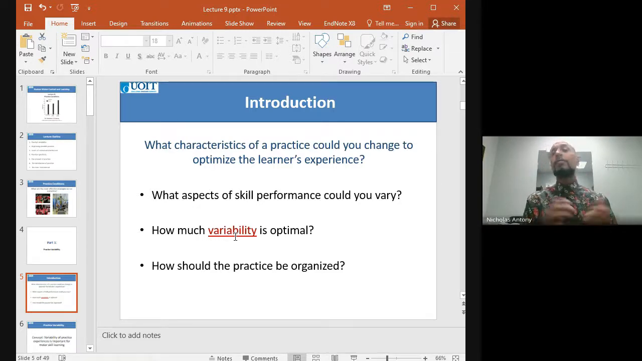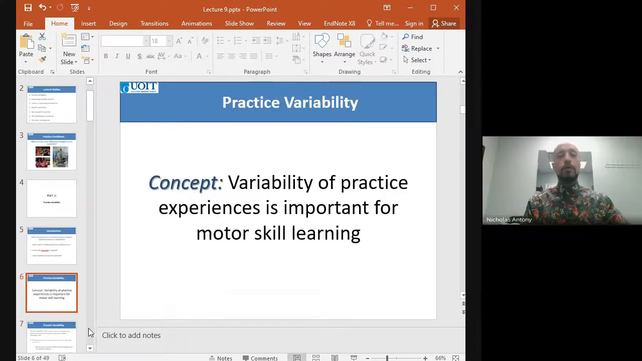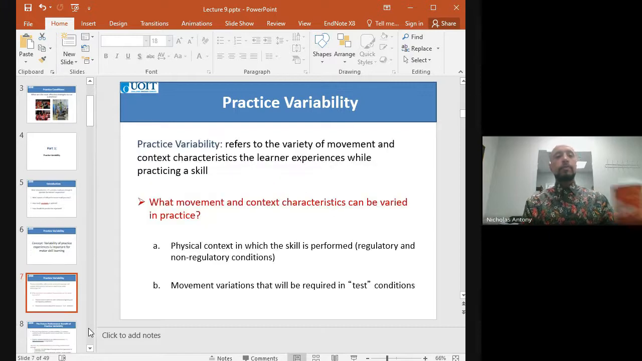So how much variability then is optimal? And if variability is optimal and leads to better learning, as we know, then how should practice be organized to maximize this factor?